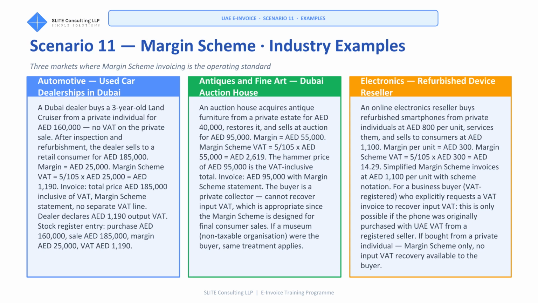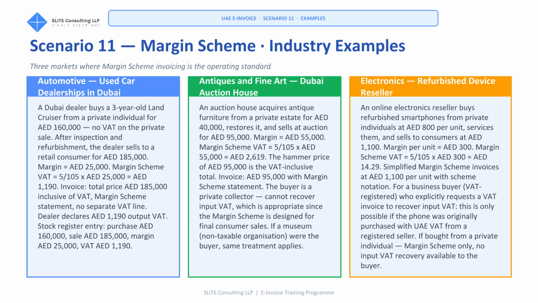Third, electronics. An online reseller buys refurbished smartphones from individuals at 800 dirhams, sells at 1,100. Margin: 300 per unit. VAT 14 dirhams 29. Simplified margin scheme invoices with scheme notation. For business buyers wanting an input VAT claim, only possible if the original purchase was from a registered seller with UAE VAT.